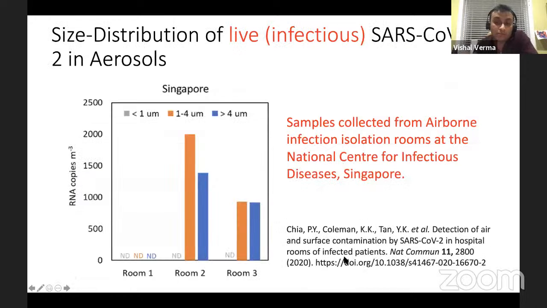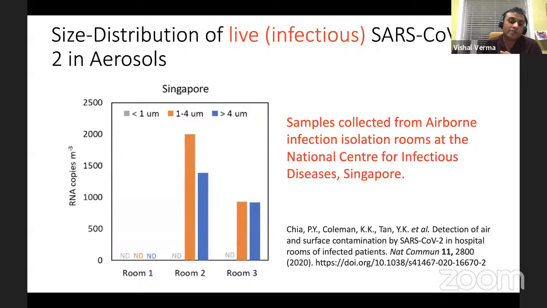Because there is no very developed or robust methodology to collect the infectious virus. But there exists one biosampler which can collect the live virus, because the way it collects the particles, it collects them directly into a solution, which keeps the virus alive. There have not been a lot of studies, but this study was conducted in Singapore in an airborne infection isolation room at the National Center for Infectious Disease.